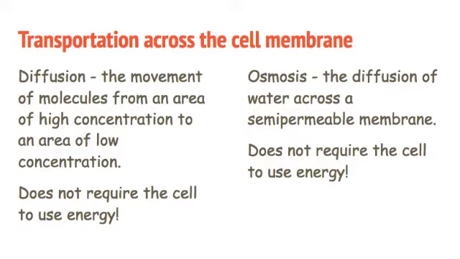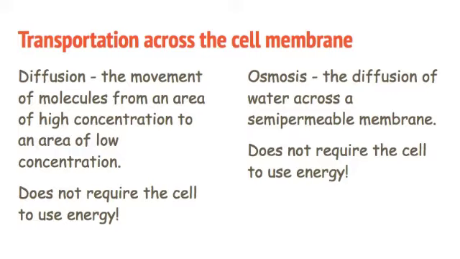But diffusion is the movement of molecules from an area of high concentration to an area of low concentration. High concentration means there's a lot, say, of sugar on one side of the cell membrane, and there's a low amount of sugar on the other side. So the sugar that's on the high concentration side will move to the side of the cell membrane that has a low amount of sugar.